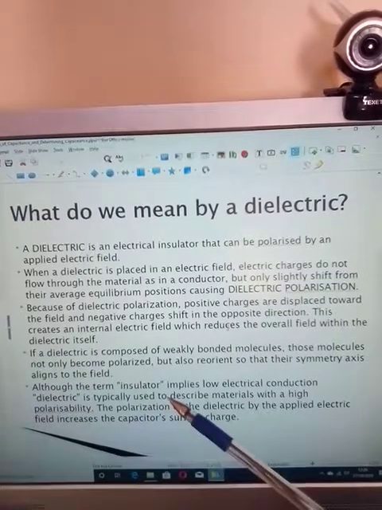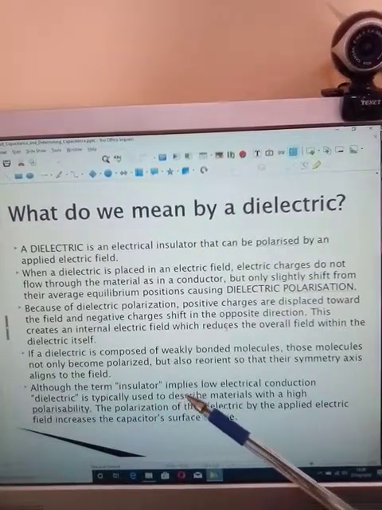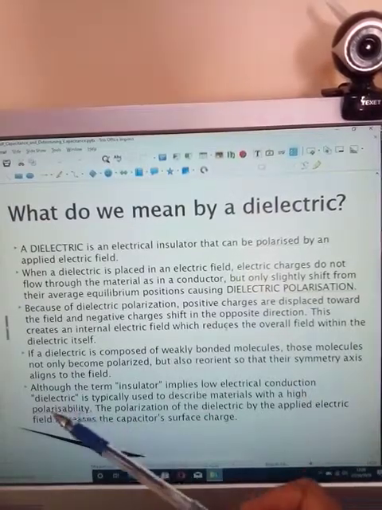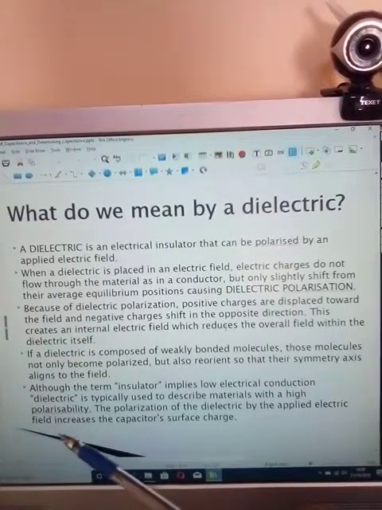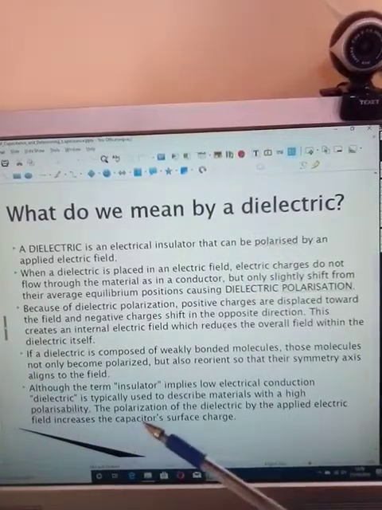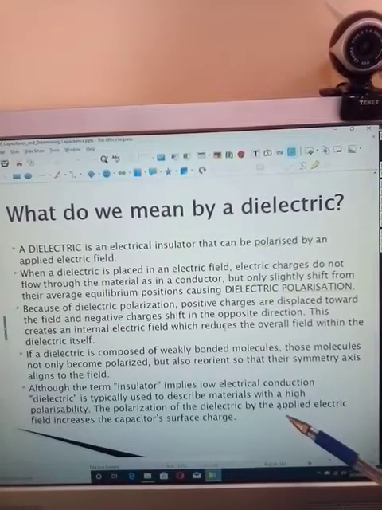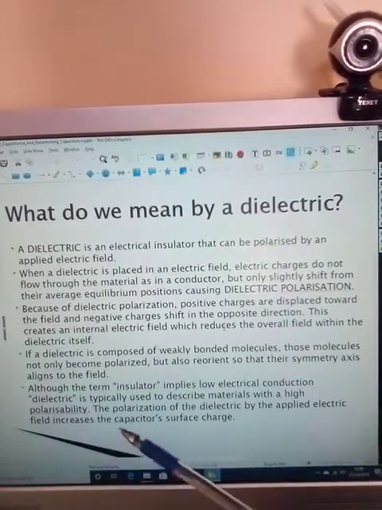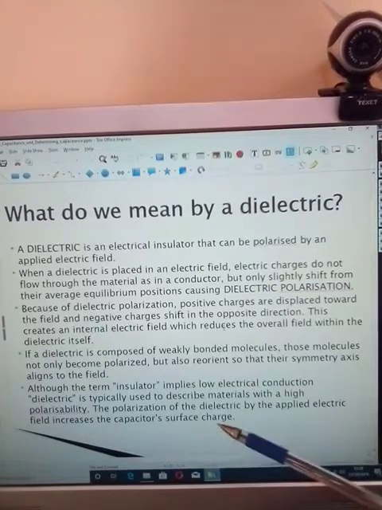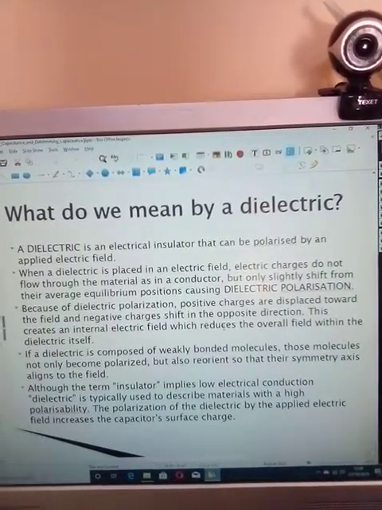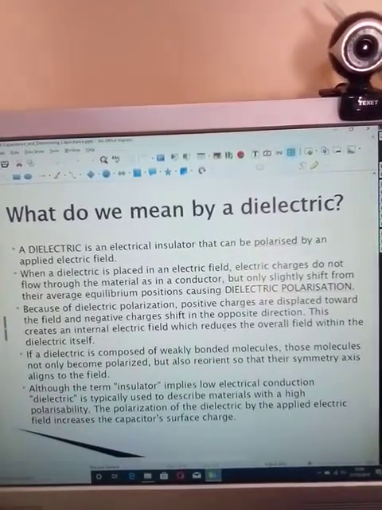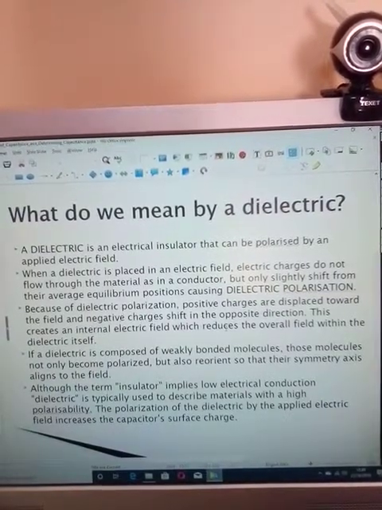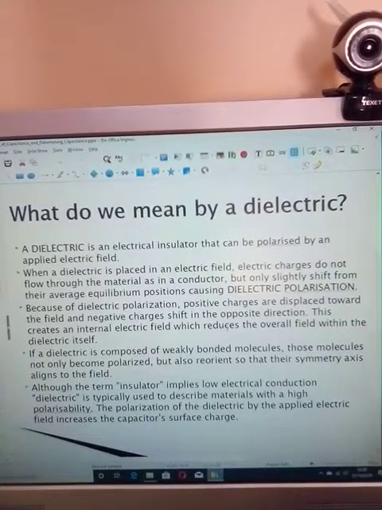Although the term insulator implies low electrical conduction, dielectric is typically used to describe materials with a high polarizability. The polarization of the dielectric by the applied electric field increases the capacitor's surface charge. And remember that the capacitor surface charge can be quite large. In some cases, depending upon the size of the capacitor, you can have thousands of volts across those terminals. So again, care should always be exercised.